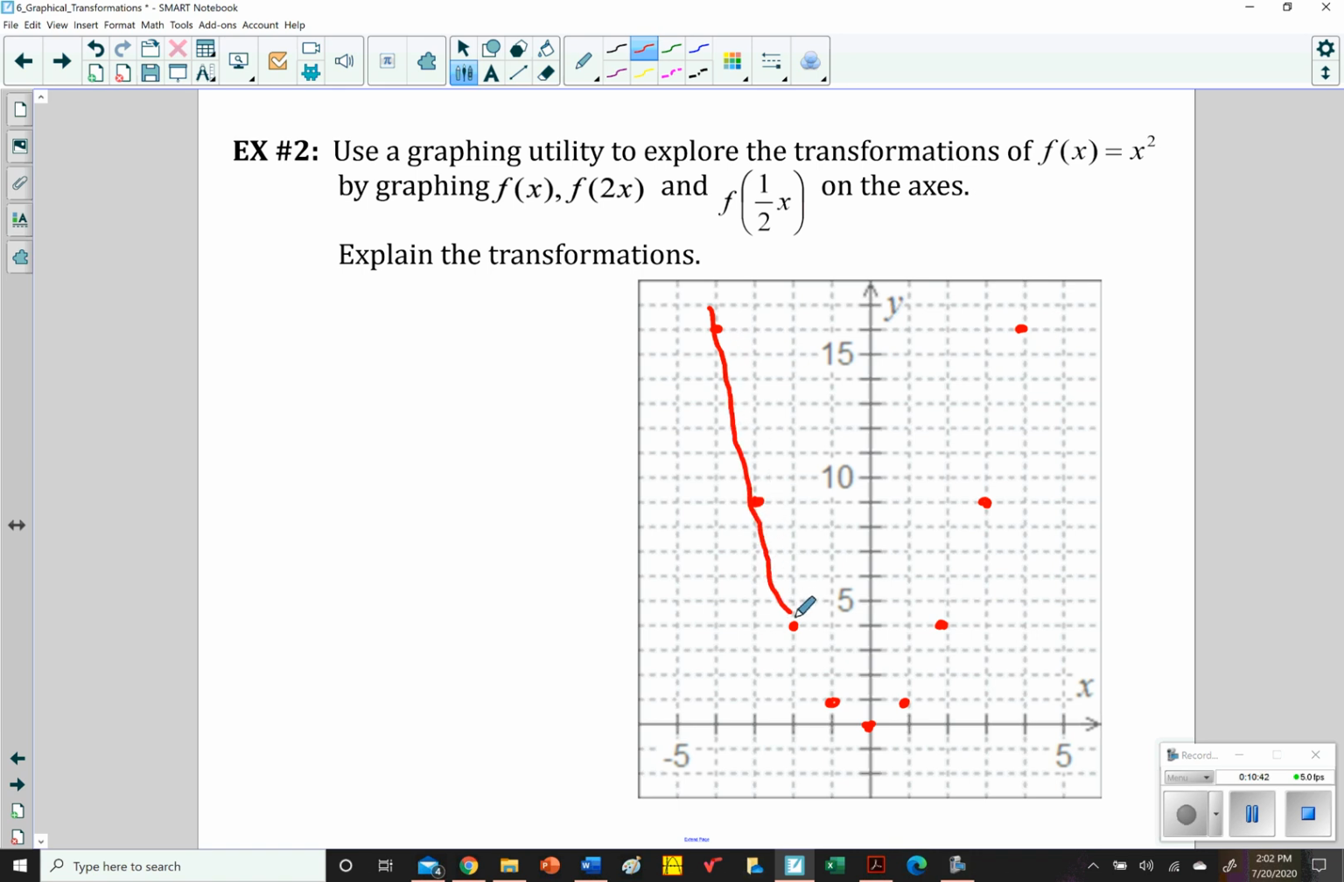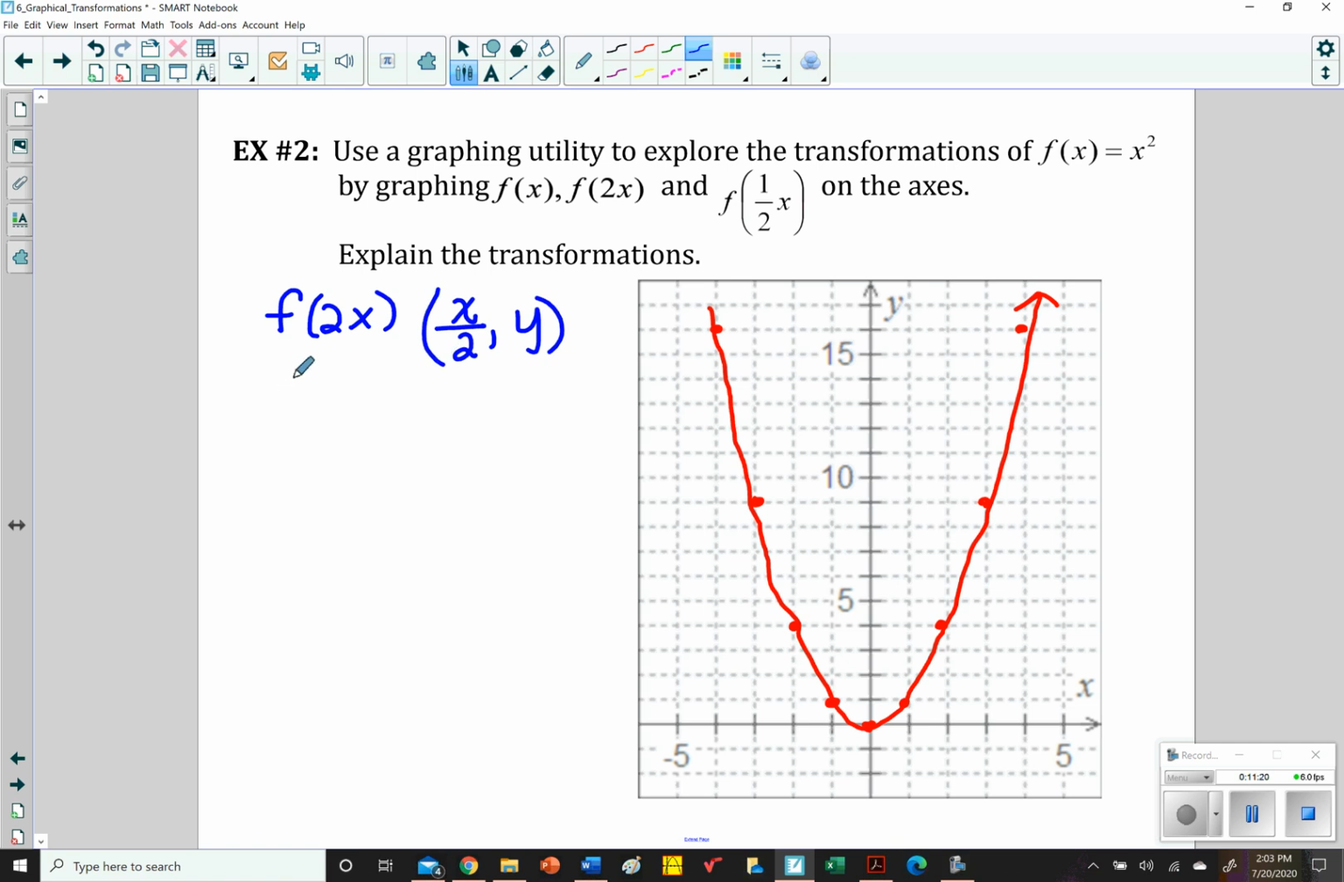The next one is f of 2x. So our argument is increased by a factor of 2. And what we said at the beginning was that was going to be to divide. So let's do this one in, let's say blue. So the f of 2x is a horizontal stretch, and our factor is 1 over c, so we're going to divide the x value by 2.